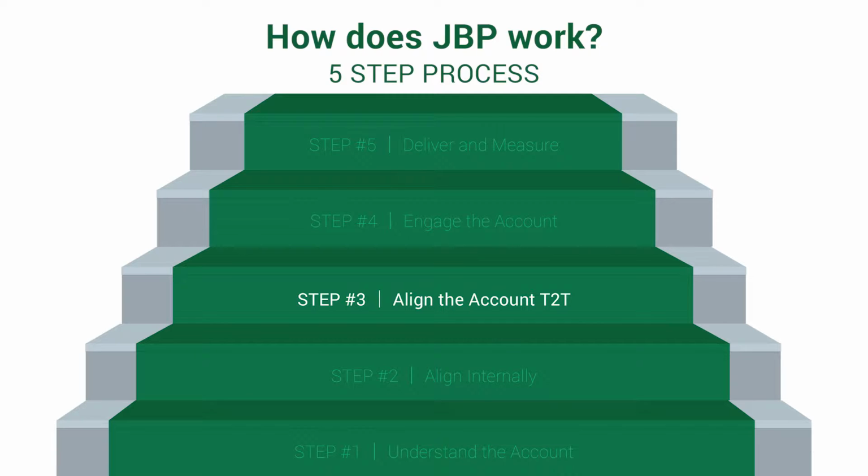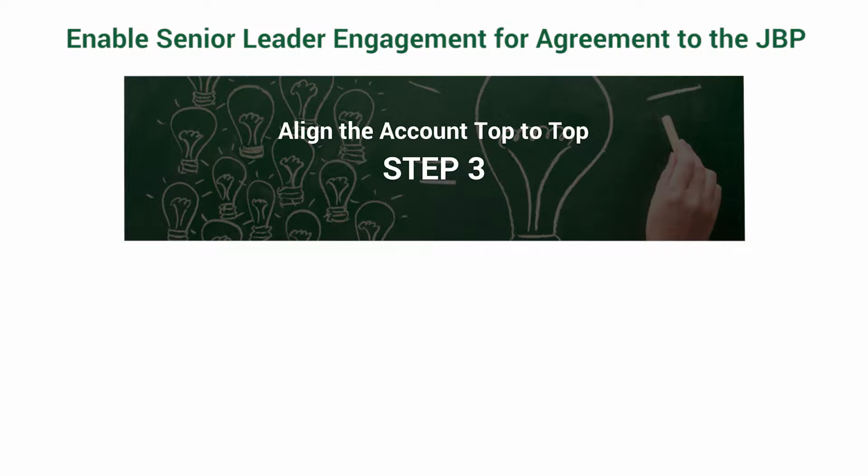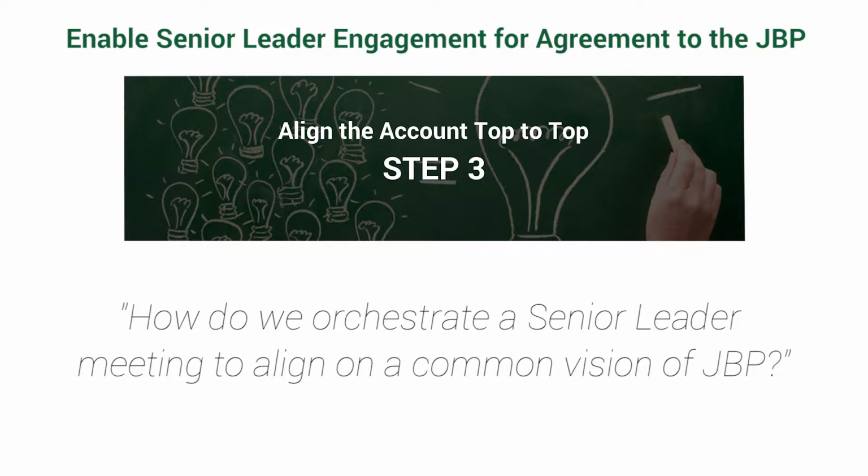Step 3 is align top-to-top. This step is all about enabling the senior leaders from your customer and Starbucks to agree they are both willing and able to engage in joint business planning. This step answers the question, how do we orchestrate a senior leader meeting to align on a common vision for JBP?